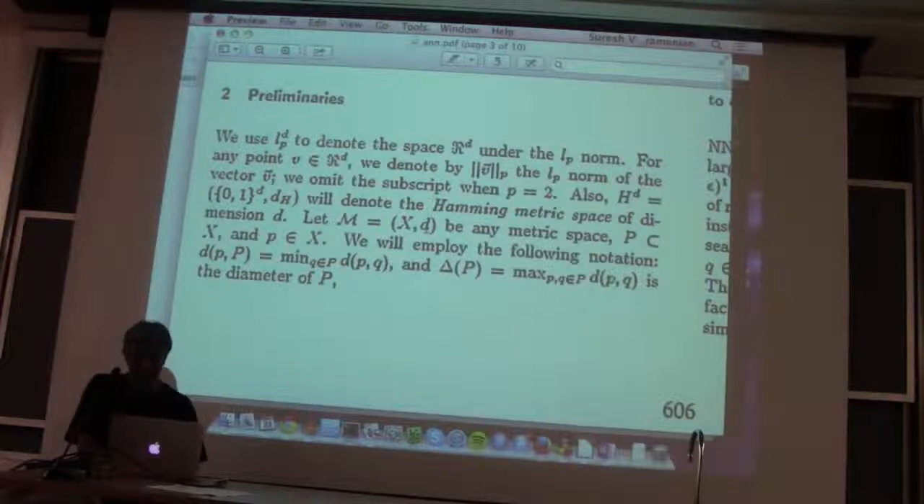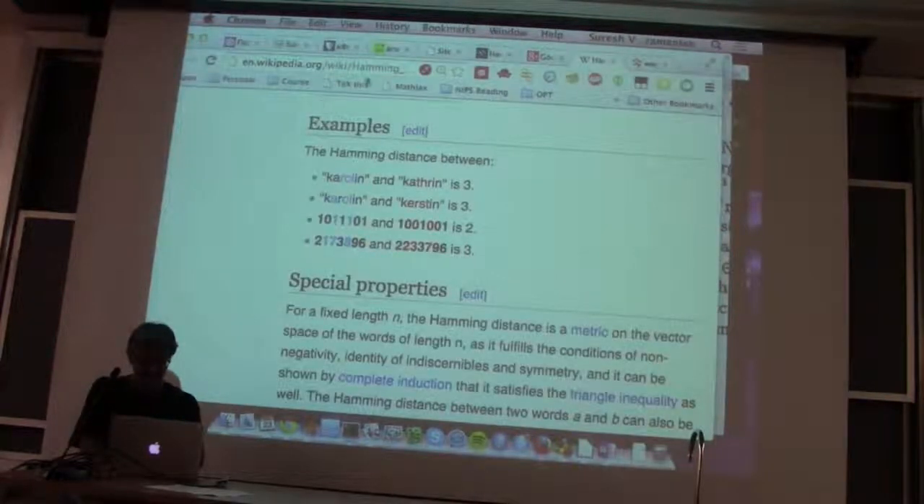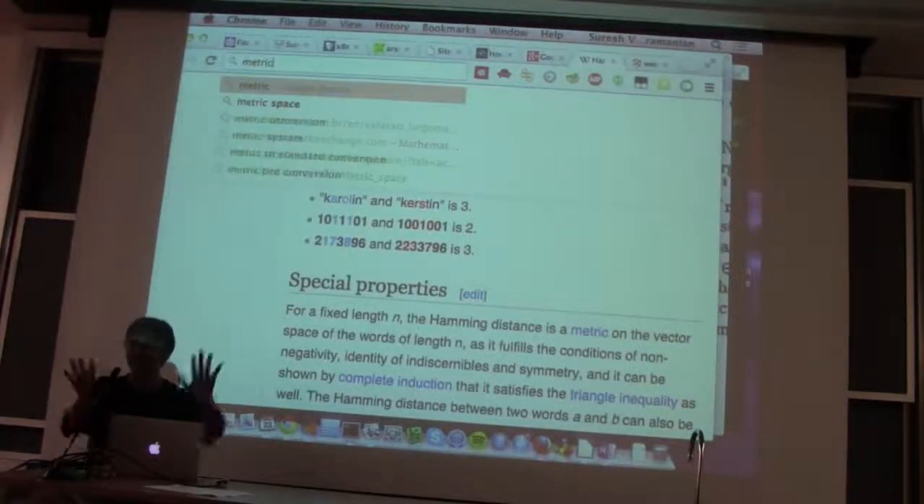Let (M, X, d) be any metric space. We might need to know what a metric space is at this point. Can't really avoid it. So one more detour to go look at. So let's go look at metric space. It helps to have two monitors.